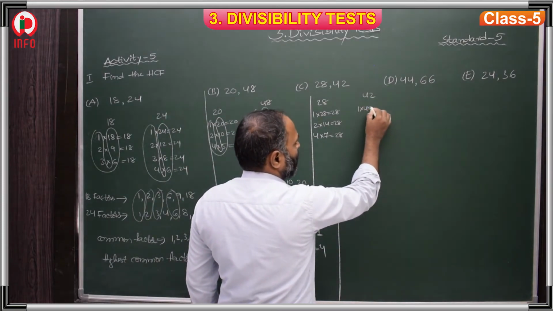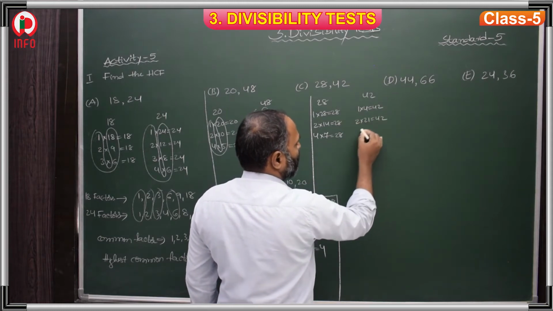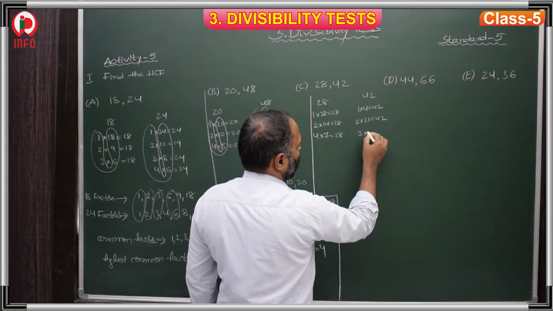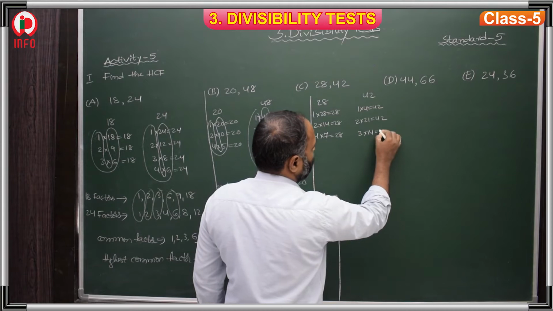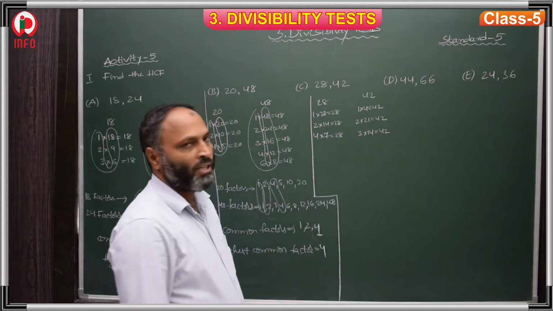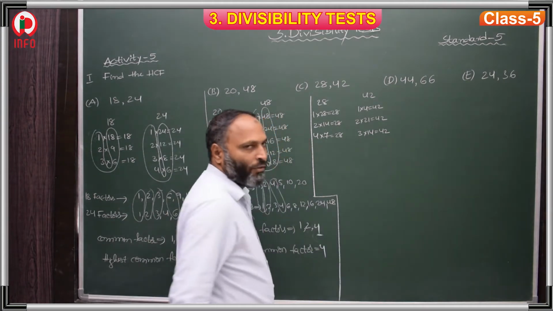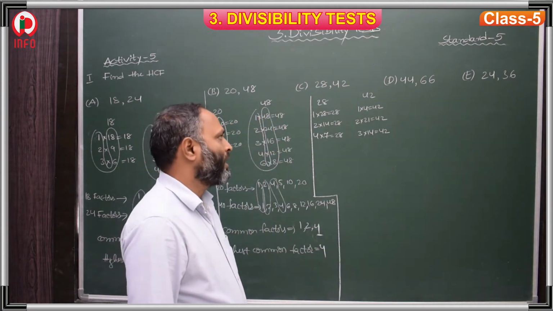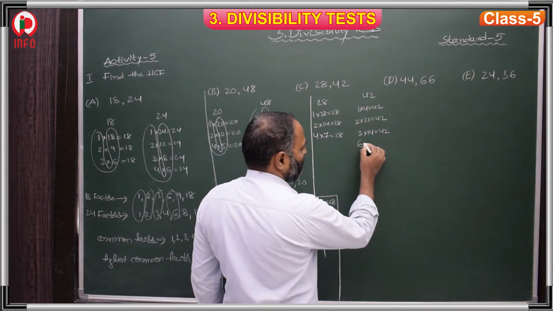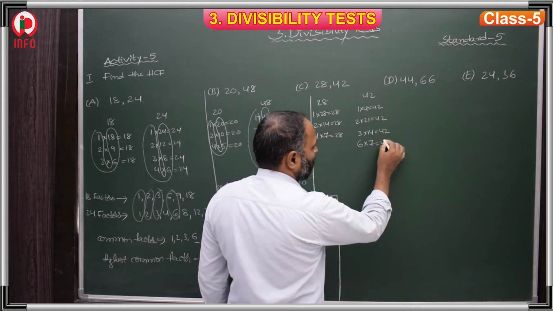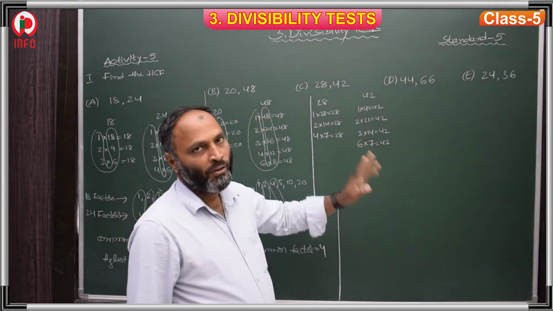Then 42. 1 42 is 42. 2 21s are 42. 3 14s are 42. Then 4 won't come in the 4 table, in the 5 table it won't come, in 6, 6 sevens are 42. And again in the 7 table, 7 sixes will repeat. Then no need to take.